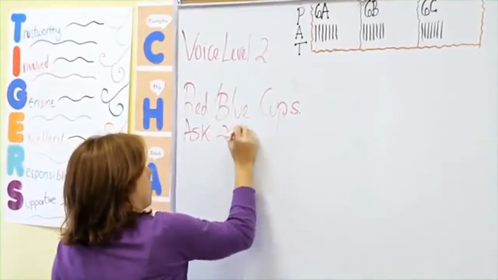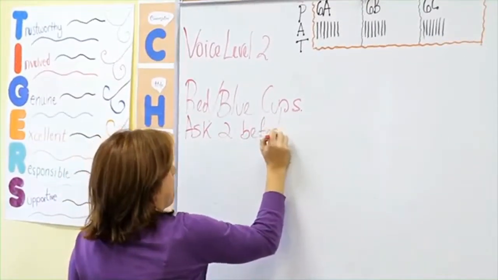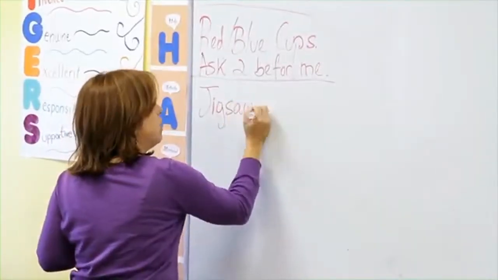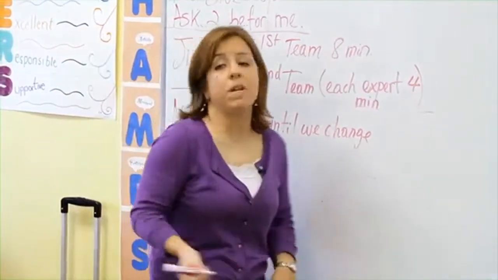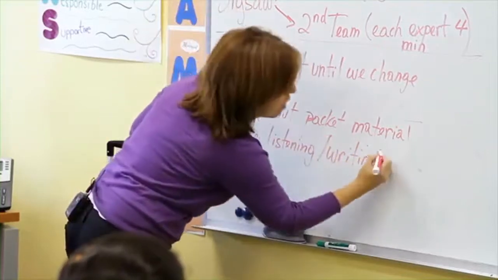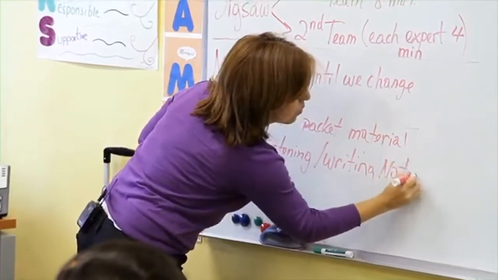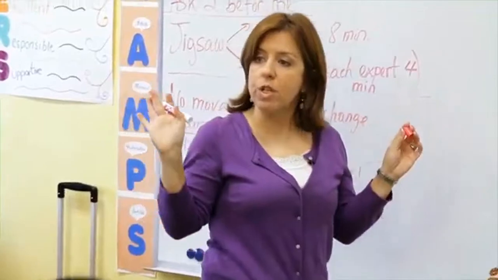This is how you're going to ask for help when you need help during the activity. This is what the activity is and the time that we're going to spend in it. We talk about the type of movement that they are going to have during the activity, if it is allowed or not allowed. And then finally, what good participation looks like to me. Any questions of what we need to do?